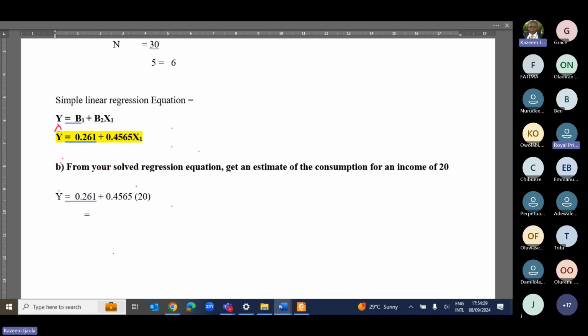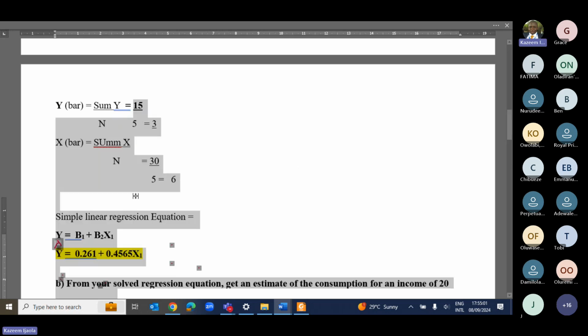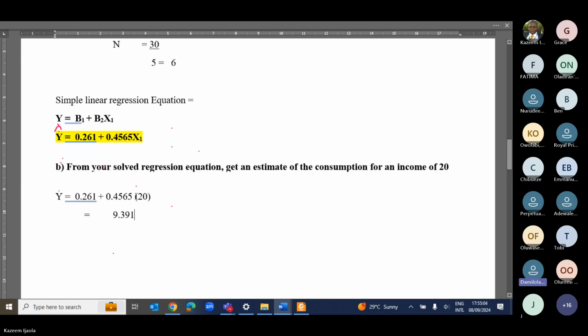So this Y is 0.261. We didn't put the cap. Let me get the Y answer first; I'll put the cap when I get the answer. So it should be 1.1. I think I got 9.3. Is it 0.261 plus 0.4565 times 20? What is the answer? I got 9.391 now. Is this correct? Is it correct like this?